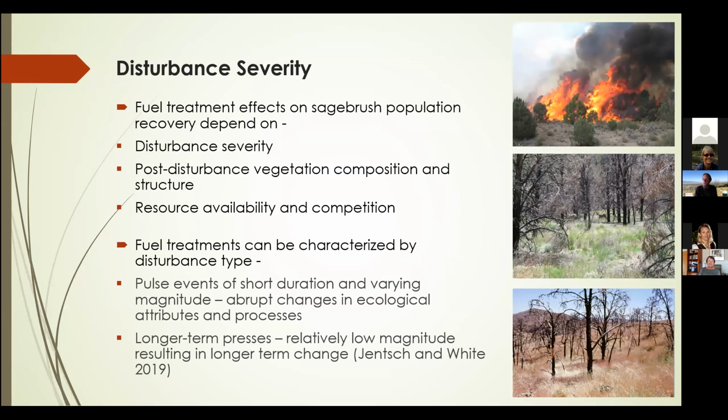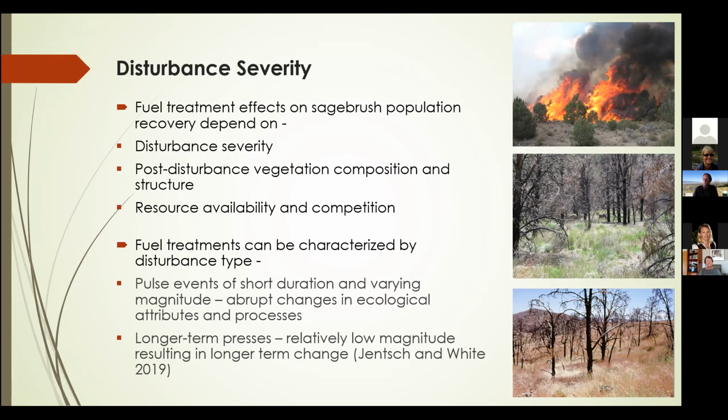Now, the treatment effects on sagebrush populations depend on several different factors. This is the severity of the disturbance, the post-disturbance vegetation composition and structure, and then also something we know about but often don't think that closely about, which is the amount of soil water and nutrients that are released by the disturbance. Recent work by Gentz and White suggests that we can categorize disturbances, and therefore our field treatments, according to really two different kinds of events.